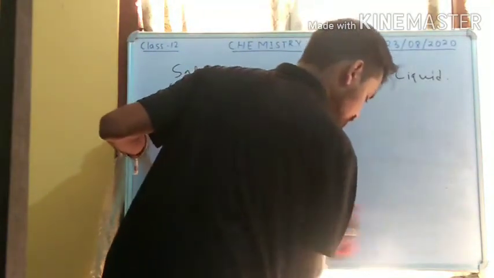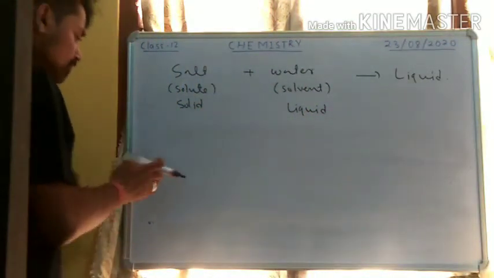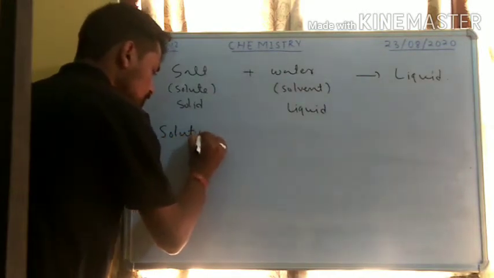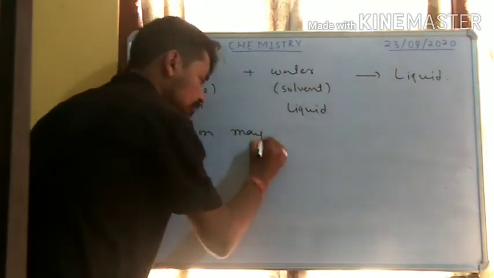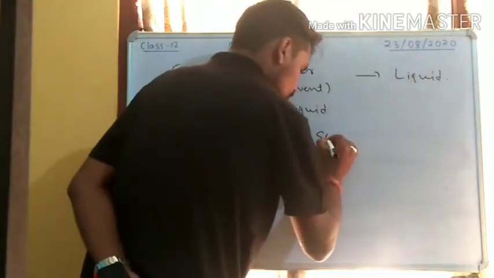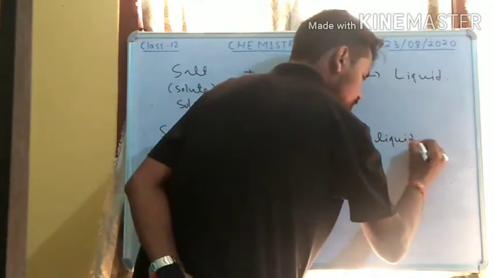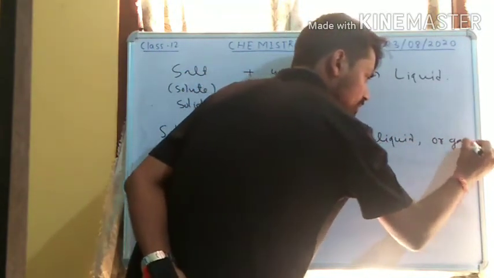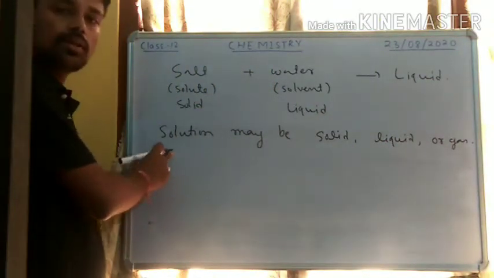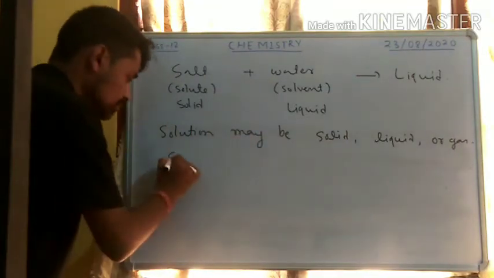So there may be different types of solution. The solution may be solid, liquid or gas, depending on the nature of the solvent. Let us see an example of solid solution.